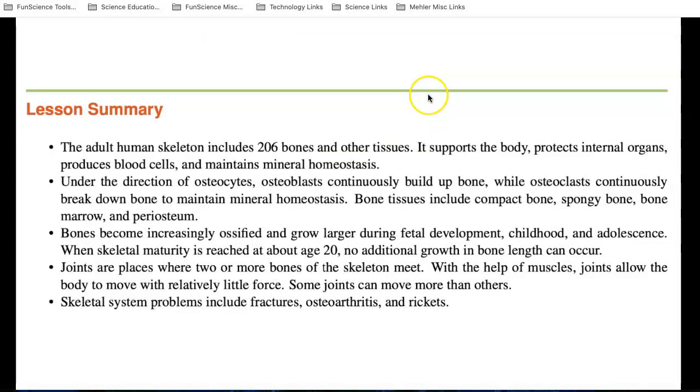The human skeleton, an adult human skeleton, contains about 206 bones and other tissues. It supports the body, protects internal organs. It produces, as we saw in the bone marrow, blood cells, and it helps maintain mineral homeostasis. Make sure you read the other parts here, but make sure you know that we have about 200 bones in a human skeleton.